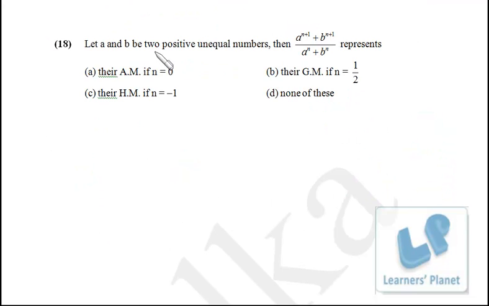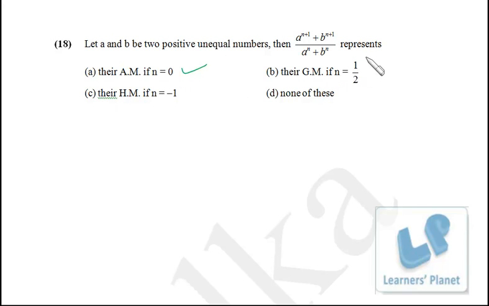Now see, if A and B be two positive unequal numbers, then this expression represents their arithmetic mean if n is equal to 0, their geometric mean if n is equal to half, their harmonic mean if n is equal to -1. So let's try this. Arithmetic mean if n is equal to 0. So I just put n is equal to 0, so I'll be getting a plus b by a raised to 0 plus b raised to 0, that means 2. So if n is equal to 0, it is a plus b by 2. So definitely a plus b by 2 is the arithmetic mean of a and b. So that's really correct, right?